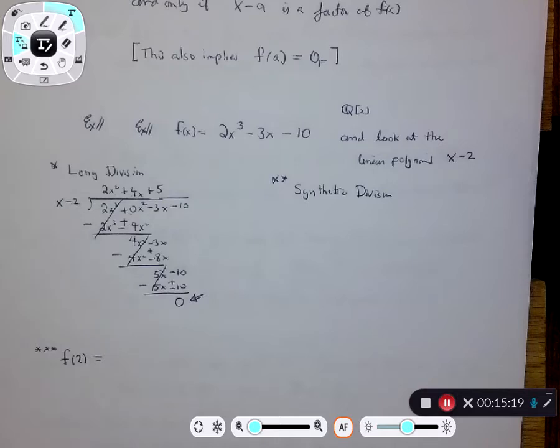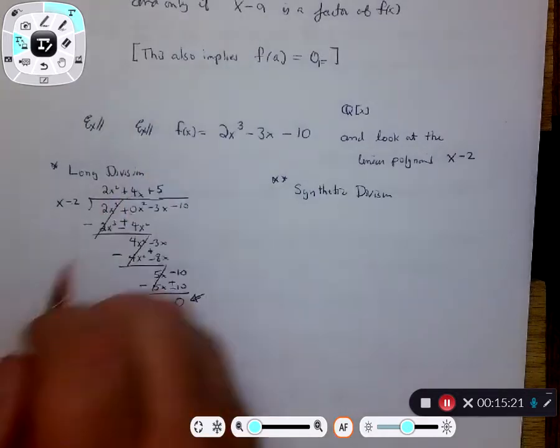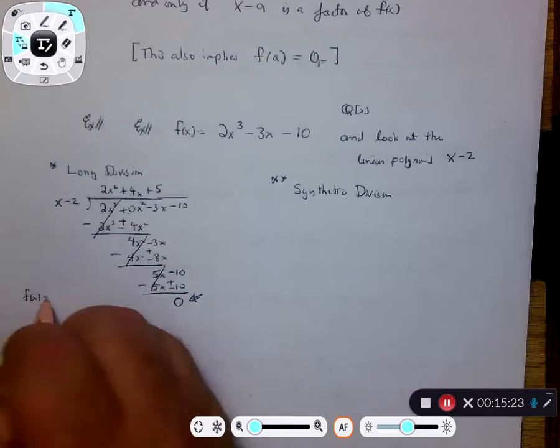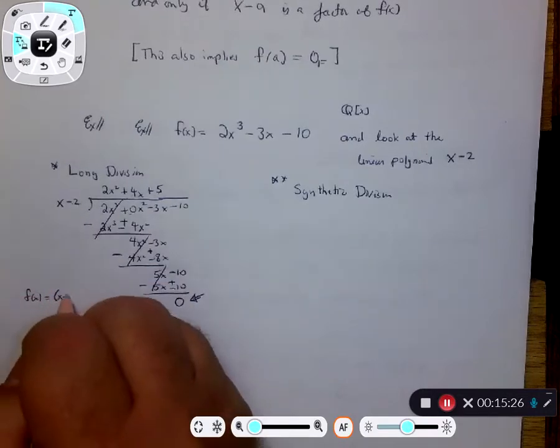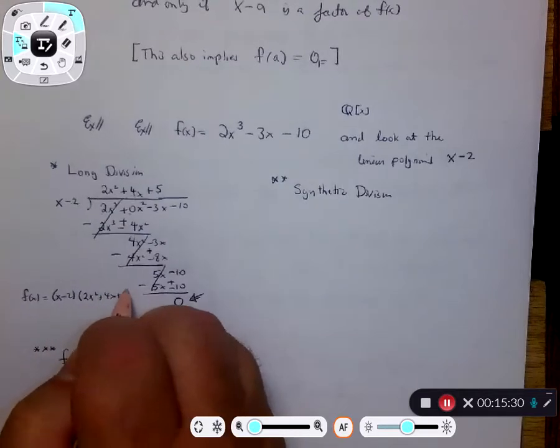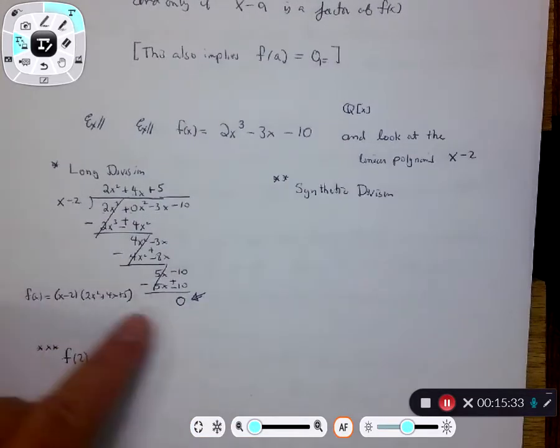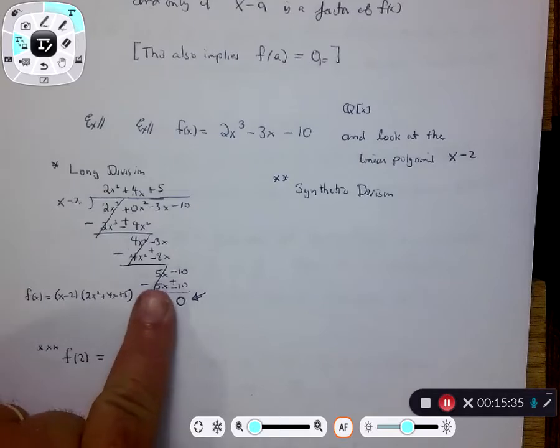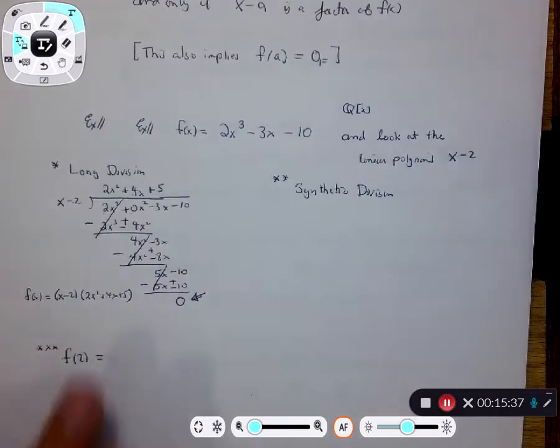From the long division, I can tell you that this polynomial f(x) is going to factor into x minus 2 times 2x squared plus 4x plus 5, plus 0 remainder from the division algorithm, but since the remainder is 0, that gives you factors. So this is a reducible polynomial. Now that was kind of painful and long in terms of that division, but you need to know that because that's how you divide polynomial by polynomial.